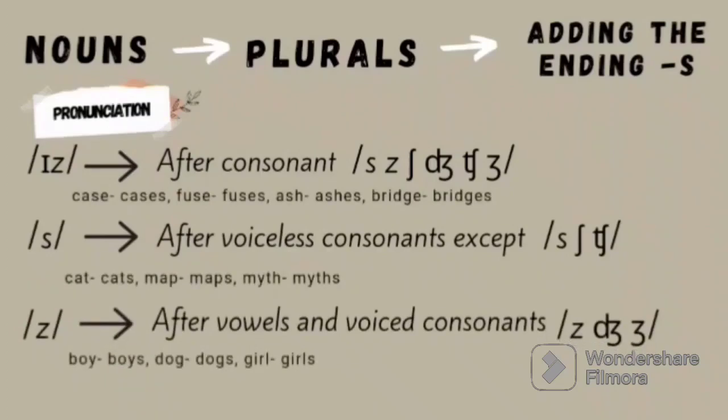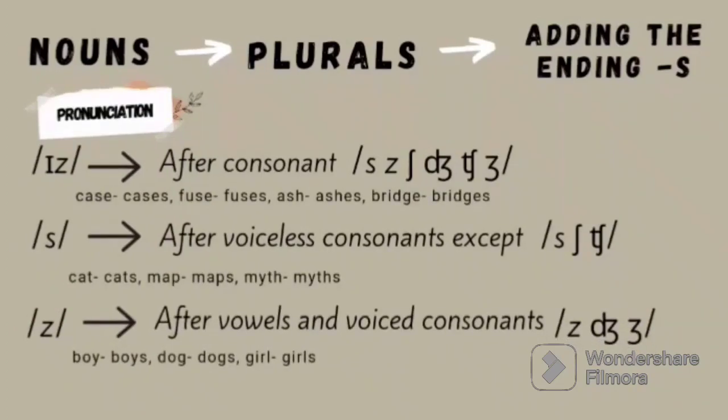Regular plurals. Regular nouns form the plural by adding the ending es or s. Pronunciation. The regular ending of nouns has three distinct pronunciations. They can be classified as follows.